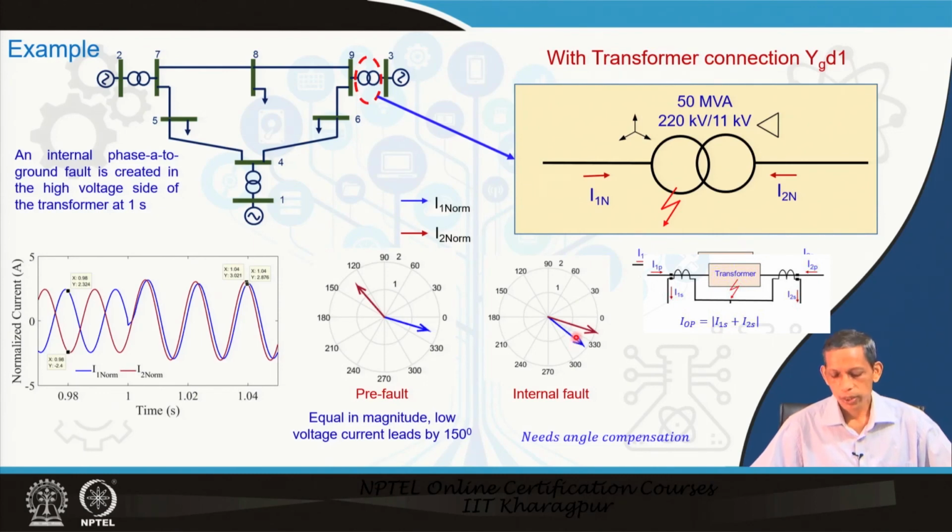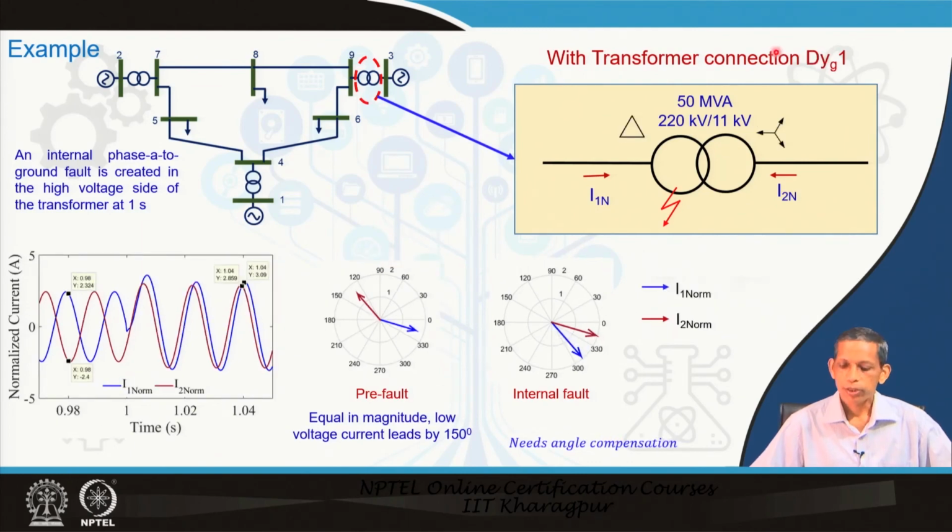So, therefore, to have the operating current significant, with the low voltage current aligned to the high voltage current perspective, we need to consider angle compensation here. Now, for the DY1 connection similarly, we found the corresponding current and voltage to be this, again the same 150 degrees and 30 degrees. So, here also we need to consider angle compensation.